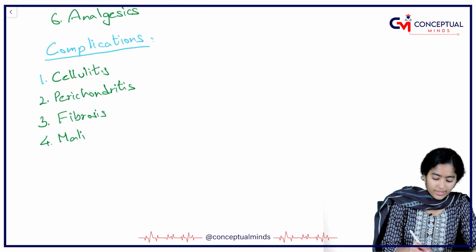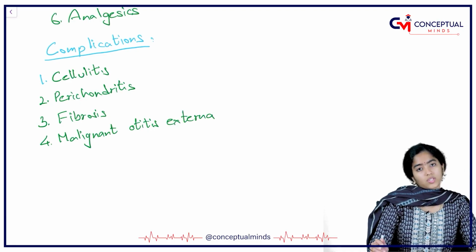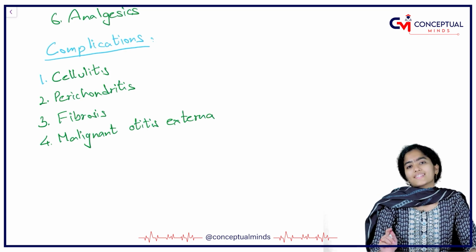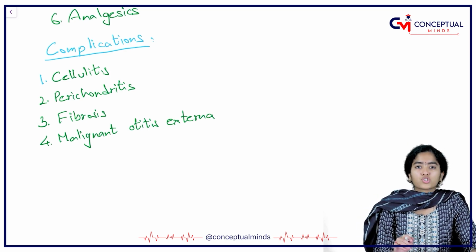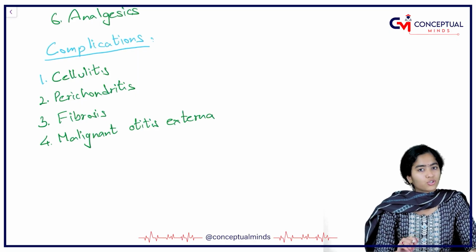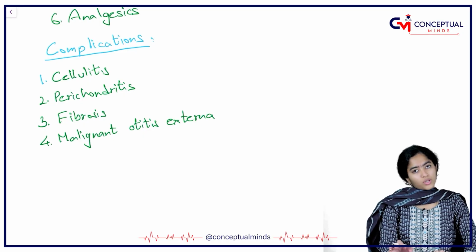malignant otitis externa. Now, if you remember, under bacterial otitis externa, we have listed out three things. First was localized, that is furuncle. Second is diffuse otitis externa, and third is malignant otitis externa, which occurs actually as a complication of diffuse otitis externa. So this is all about diffuse otitis externa.